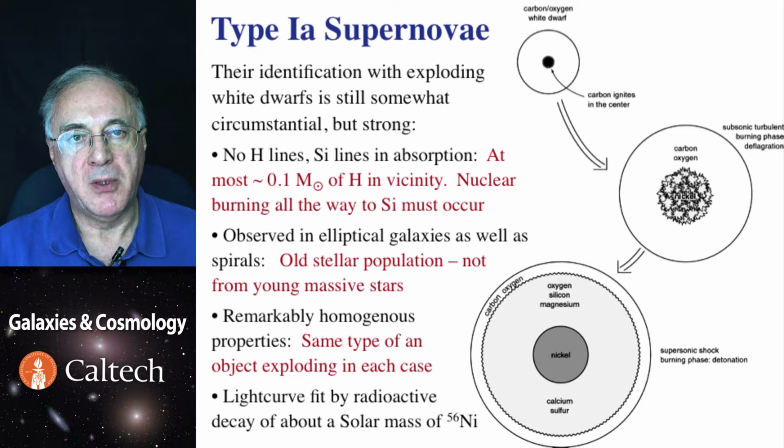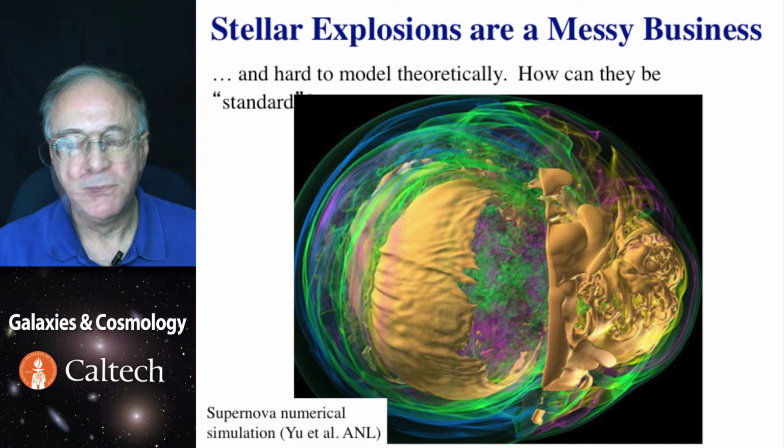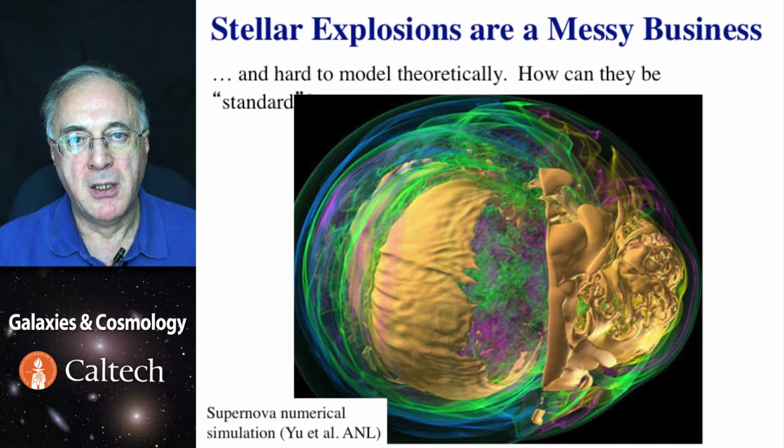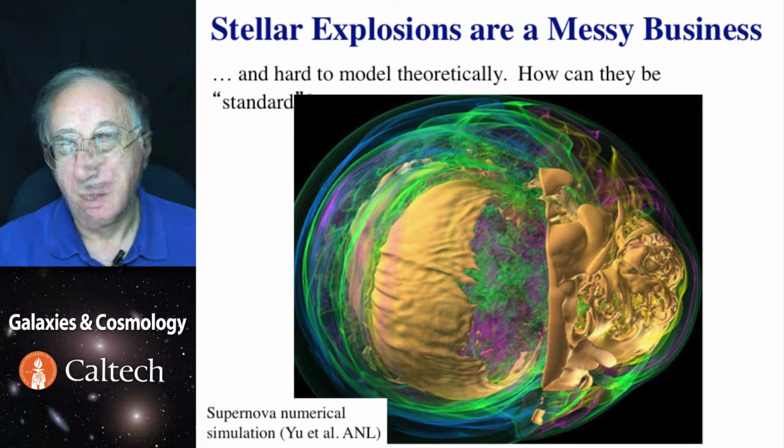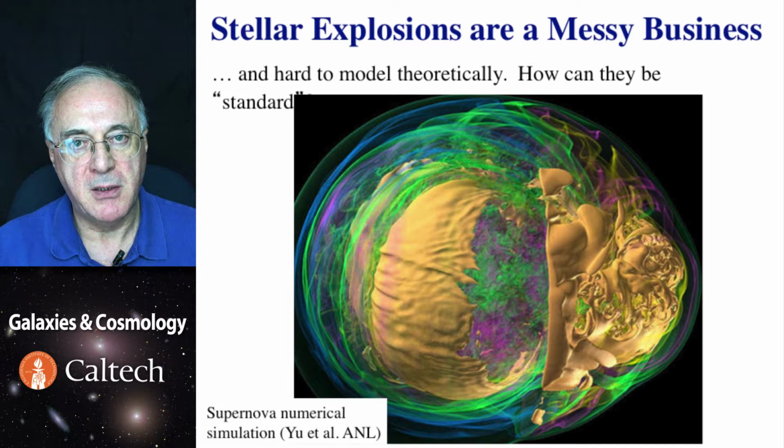Their light curves are powered by the radioactive decay of an isotope of nickel. It's about 1 solar mass worth of radioactive nickel. However, this is an explosion of a whole star, and that by definition is a very messy business. We can model supernova explosions in supercomputers, but that is still not a perfectly well solved problem. This is a very complex phenomenon of nature, and you can imagine it will be kind of hard to standardize an explosion. So how is it possible that these are standard candles?